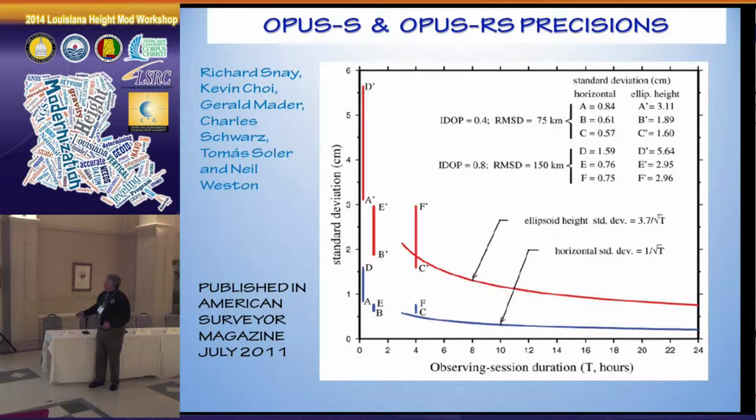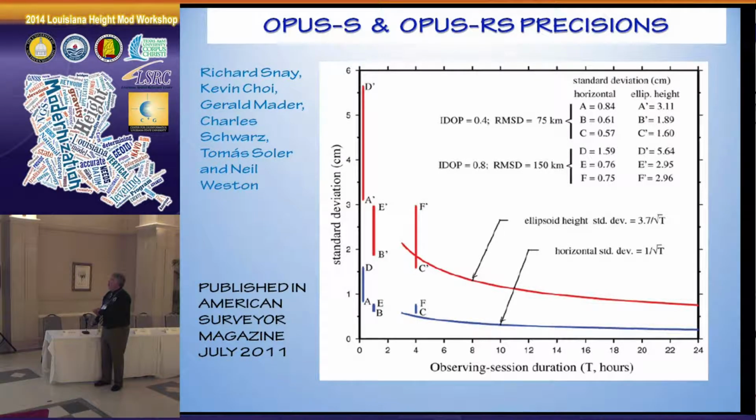Okay, now let's move up to 4 hours. Once we reach 2 hours, we can do OPUS static. But let's move up to 4 hours, and we've got C prime, F prime. So now we're here, 1.6 and 3. Not too much different than 1 hour. But again, the values are a little bit better, especially with the further apart stations.